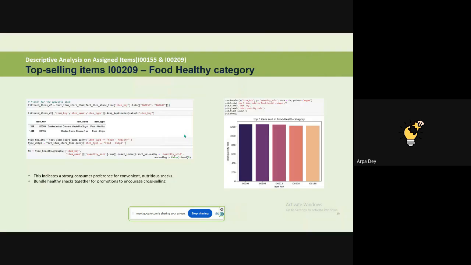Okay, so top selling items. Here I was given two specific items, which were item 155 and 209. From the top selling item chart, we can see that item 209 is performing really well, as it is number one.